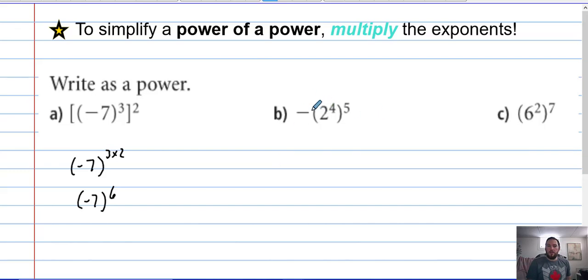So negative 2 to the 4 to the 5 becomes the negative of 2 to the 4 times 5, which is the negative of 2 to the power 20. And then finally, 6 to the 2 to the 7 becomes 6 to the 2 times 7, which is 6 to the 14. Perfect.